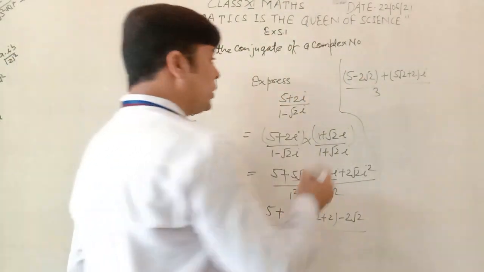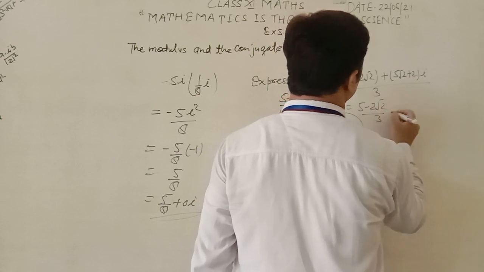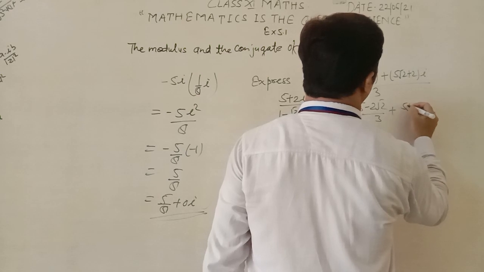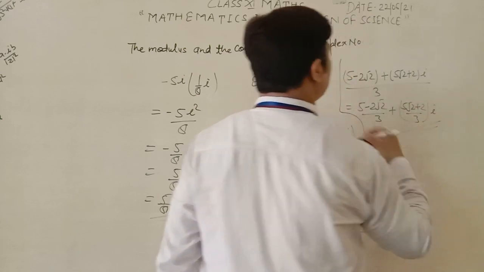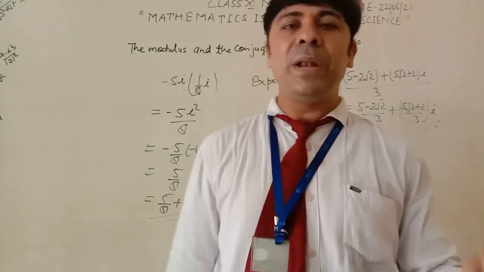So it is also equal to 5 minus 2 root 2 upon 3, plus 5 root 2 plus 2 upon 3 into i. This is the representation of the number in the form of a complex number.